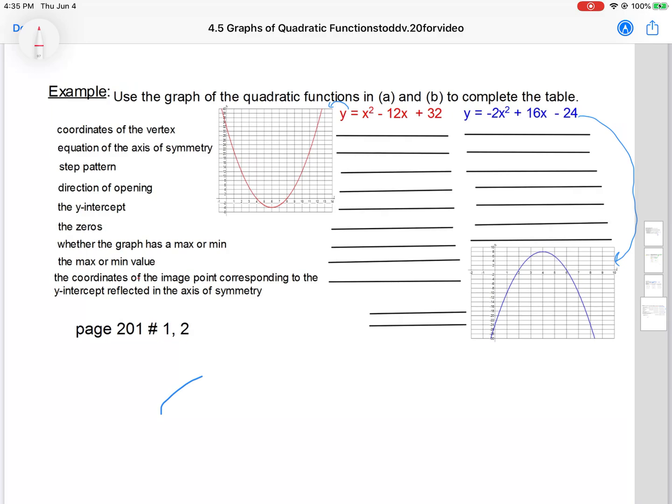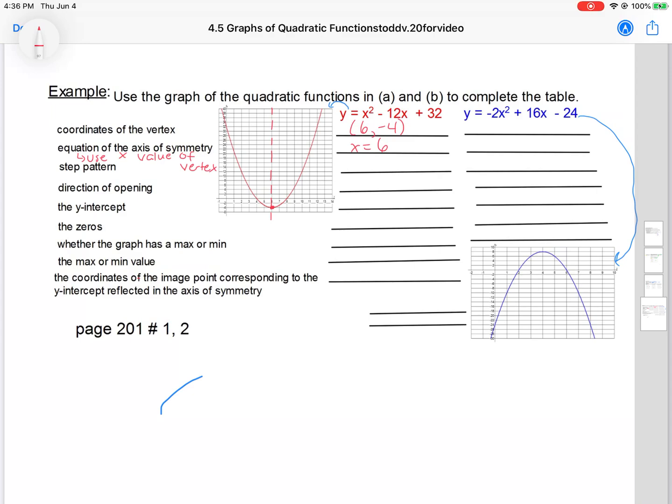Okay, so the coordinates of the vertex. So again, I had to squish it. I'm really sorry. This vertex is down here. So it's at x equals 6 and y equals -4. The equation of the axis of symmetry. So you want to look where the parabola is symmetrical, and you always use the x value of the vertex. If you want to remind yourself of that.